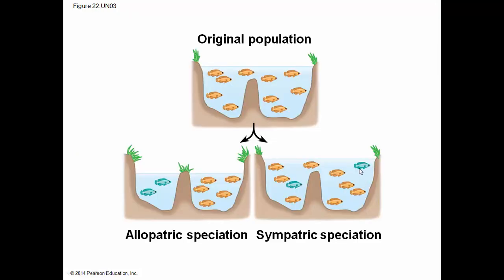Okay, here's our allopatric speciation and sympatric speciation. Allopatric is when those populations are separated by geographic or temporal barriers. Sympatric speciation is when speciation occurs when those populations are in contact with one another.